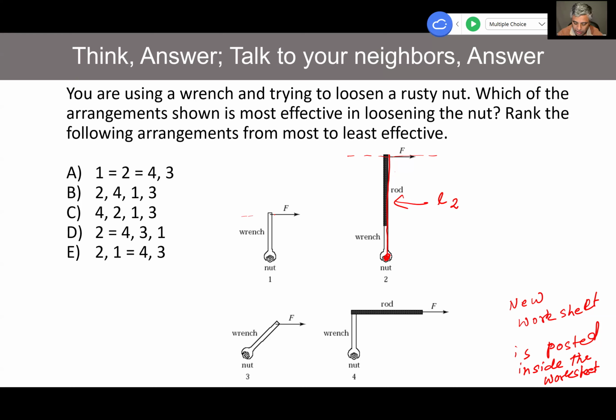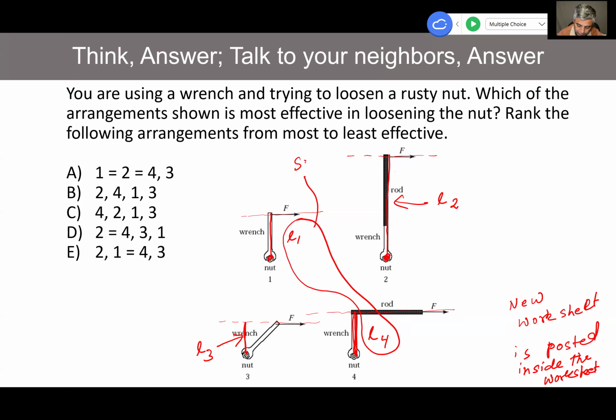Now, going back to 1, this is the line of force. So the lever arm is going to be straight that way, so this is L1. And for 3, what happens? The line of force goes like that, which means the lever arm is this, which is L3. For this one, the force is going like that, so the lever arm is just that. So this is L4. It looks like L1 and L4 have the same length. The same value of lever arm means the torque is the same. So for 1 and 4, the torque is the same.